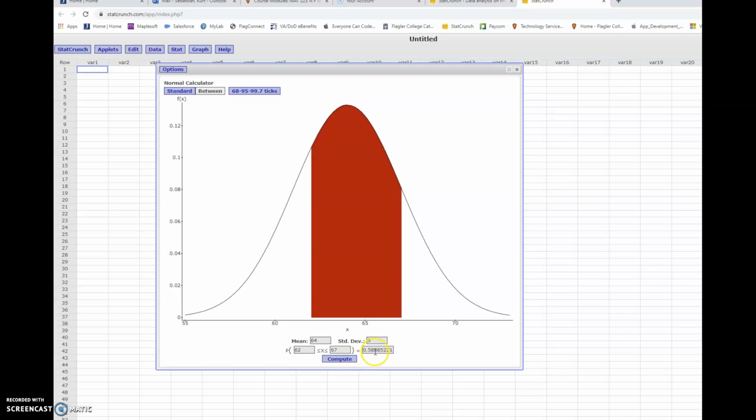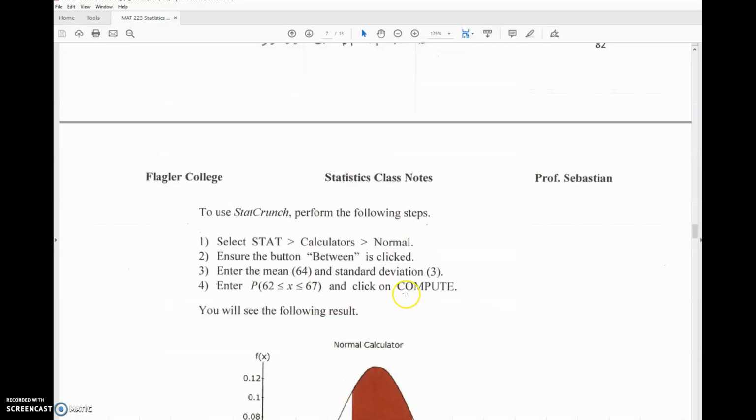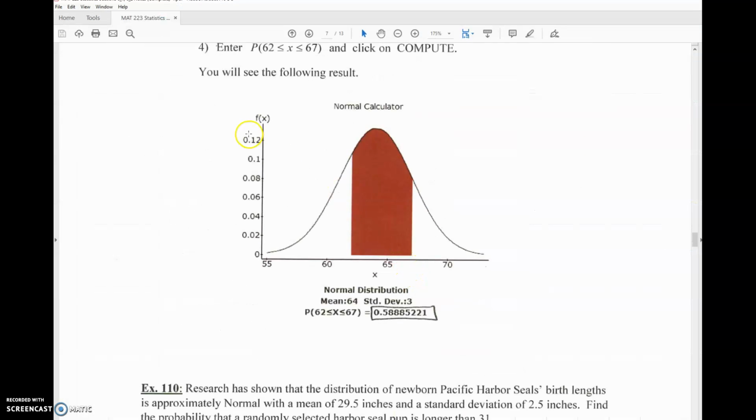There we go. So that probability is 0.58885221. And I cut and pasted that same thing right into your notes that we just saw, and there it is. Okay, that's the probability that x. So if I randomly pick a woman out of the population, the probability that her height is between 62 and 67 inches is about 58.9%.